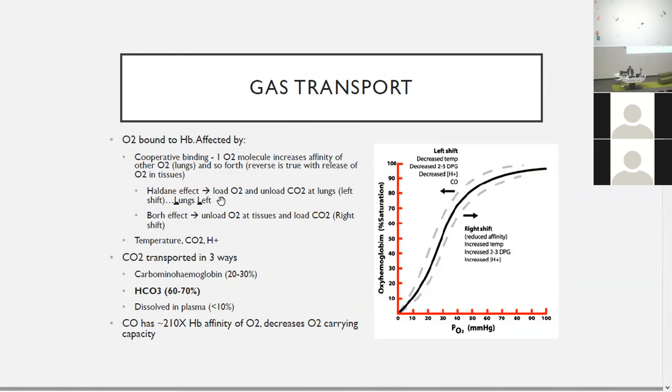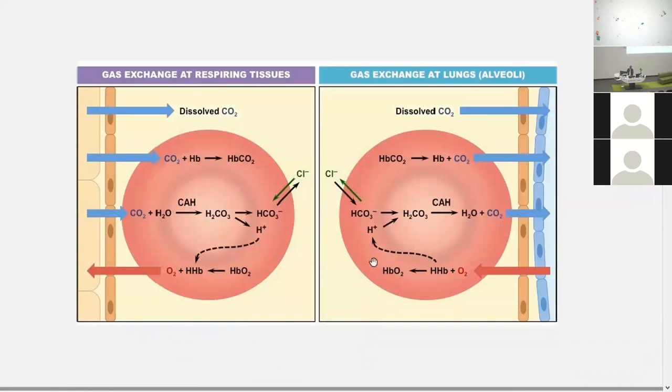The best way to remember this: left shift, lung, and Haldane has an L, so lung. That's what happens at the lung. You get to the lung, you load on oxygen and unload CO2. And then the Bohr effect: you go to the tissues and you unload your O2 and load CO2. So that's a right shift. And this is just a summary of the circulation. Carbon dioxide plus water, with the help of carbonic anhydrase, gives you that intermediate, and then you get bicarbonate and some iron.